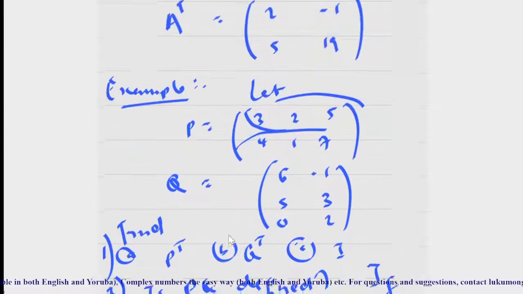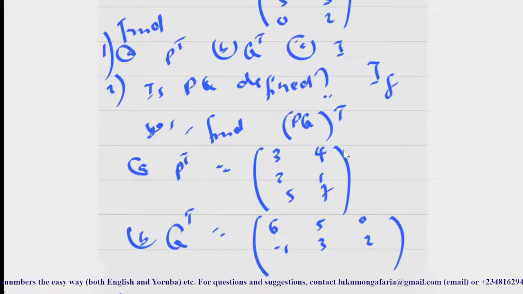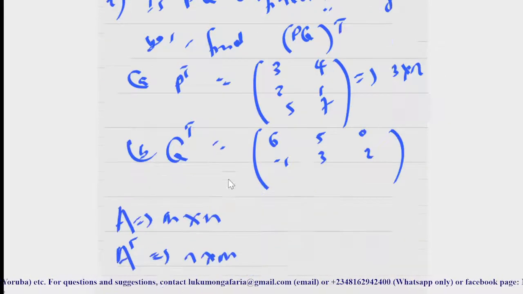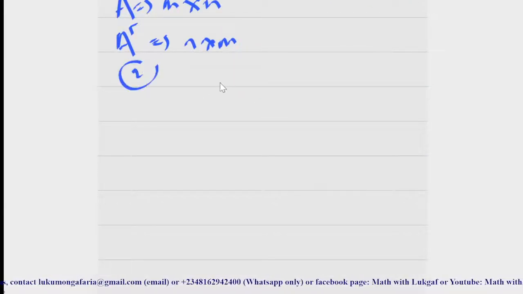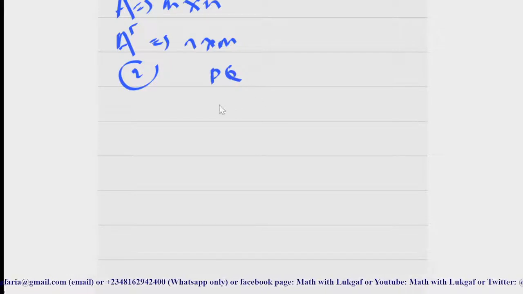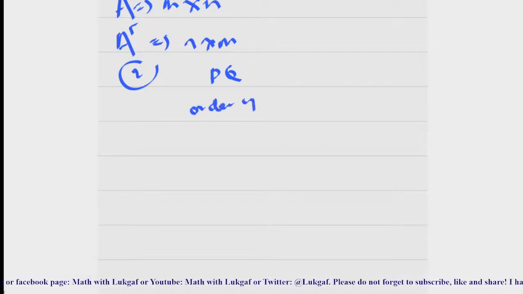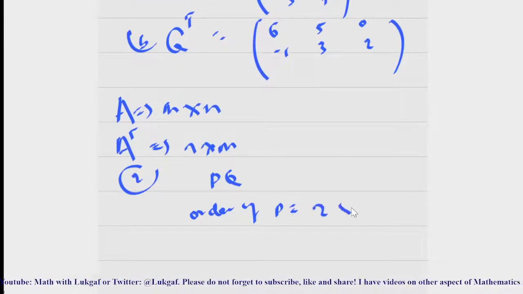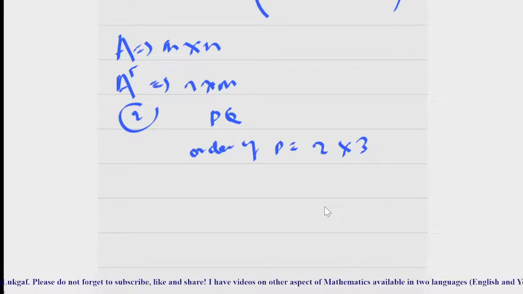So if you check the order of matrix P here, the order of matrix P is 2 by 3. Then you will see that immediately we've taken the transpose, we have the transpose to be 3 by 2. And the second question, is PQ defined? Don't forget from the last video, I said before you can multiply two matrices together, they have to be defined, that is, conformable. Then you find the order of P. That is 2 by 3. Order of Q is what? That is 3 by 2.